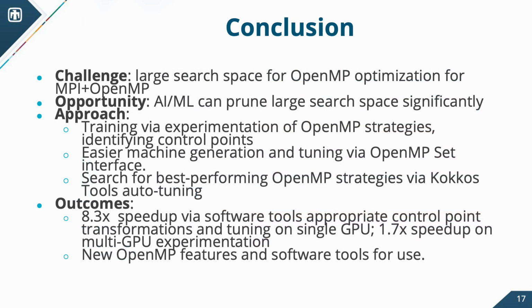In summary, we first identified a challenge of OpenMP optimization in that it has a large search space, and this becomes very important for scaling MPI plus OpenMP applications. We then showed an opportunity of AI/ML to prune that search space, but one shouldn't just jump into throwing AI/ML at OpenMP. We should use AI/ML to further prune the search space of already existing OpenMP performance optimization strategies.